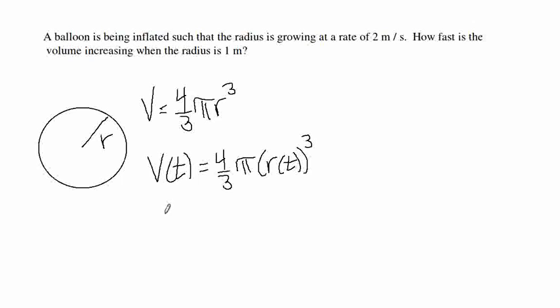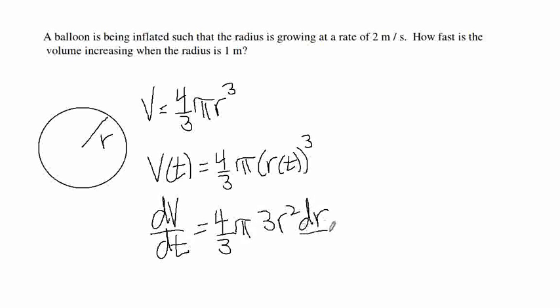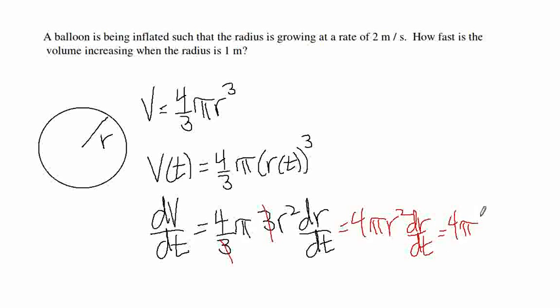And for this example, I'll use our alternative derivative notation. So dV over dt is equal to 4/3 pi times 3r squared dr over dt. Notice I use the chain rule on the right side. Okay, and so now we related the derivatives, and so let's take it home now. So the 3's cancel. We have 4 pi r squared dr over dt. 4 pi times 1 squared times 2 equals 8 pi cubic meters per second. Okay?